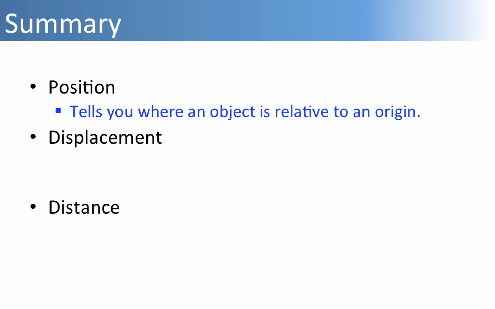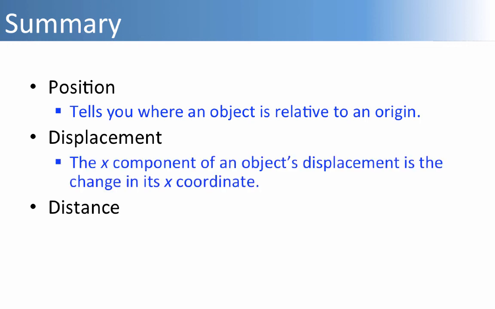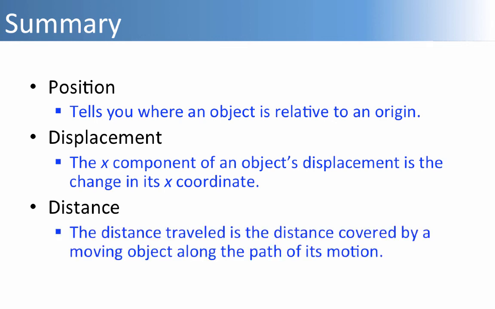So in summary, the position tells you where an object is relative to an origin. The displacement is the x component of an object's displacement, which is the change in its x-coordinate. And the distance traveled is the distance covered by a moving object along the path of its motion. So continue on to review these sections in the book, sections 2.1 to 2.3, and practice worksheet problems and homework.